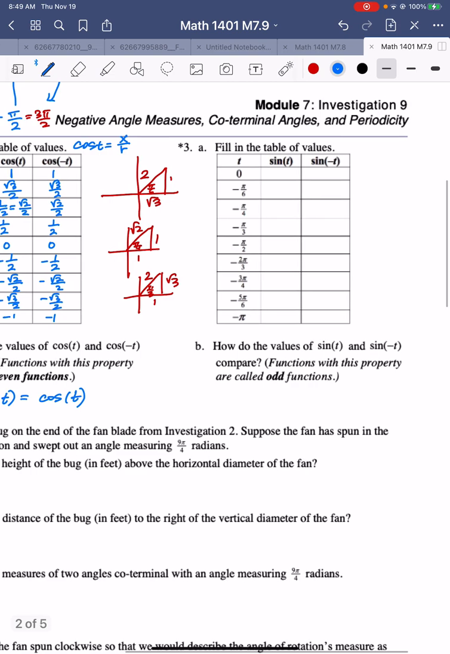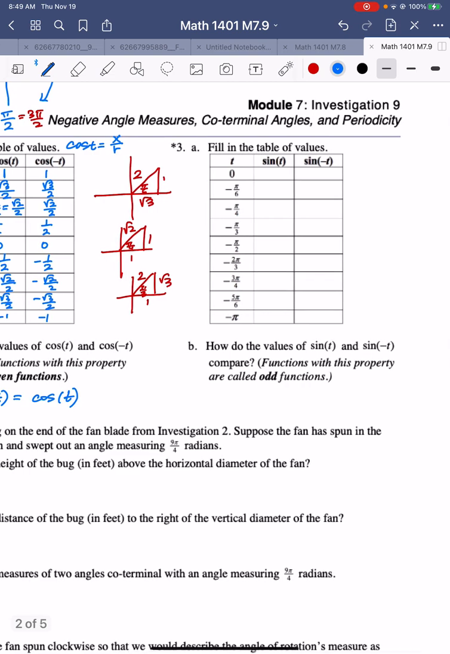Now, for the sine function, sine of 0 is 0. But sine of negative pi over 6, which is in quadrant 4, right? In quadrant 4, sine is always negative. Sine t is y over r, so y is 1 over 2, which gives negative 1 over 2. And then negative pi over 4 gives negative root 2 over 2, because it's negative 1 over root 2. And then negative root 3 over 2, and then negative 1.